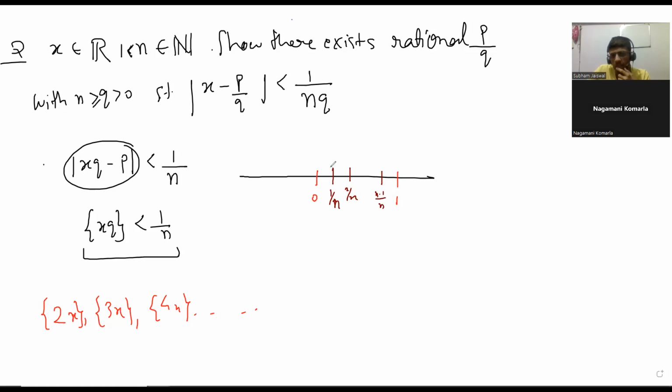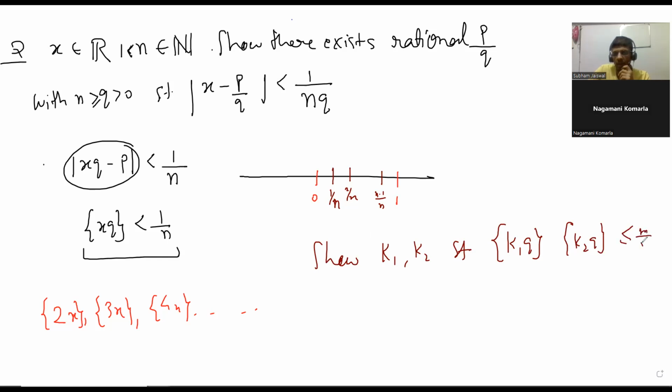Now if you can show that two multiples, that there is a K1 and K2 such that K1Q and K2Q are both inside some M by N and M minus 1 by N, then it's basically done.